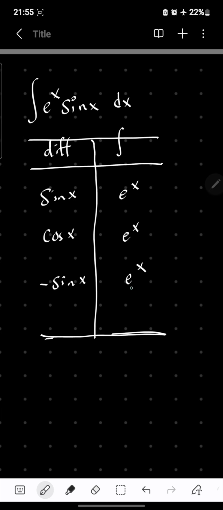Why? Because we reach the form of the problem itself. Here we have e power x sine x and we have e power x sine x.